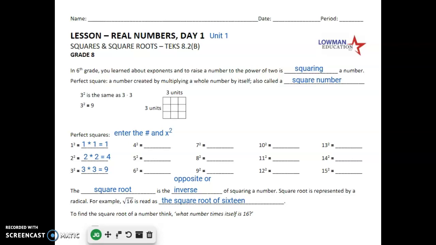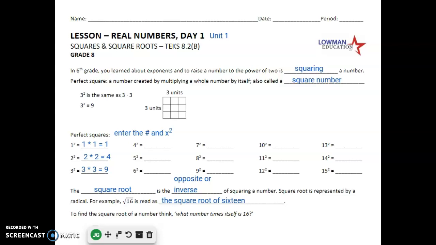We're going to start with our real number systems, and we're going to specifically focus for Unit 1, Day 1 on the learning objective of 8-2b, which is where you're going to be able to convert numbers between squares and square roots. In 6th grade, you learned about exponents and how to raise a number to the power of 2, which is called squaring a number.